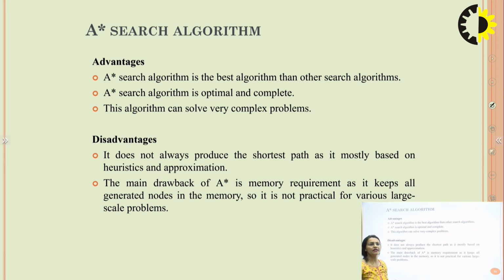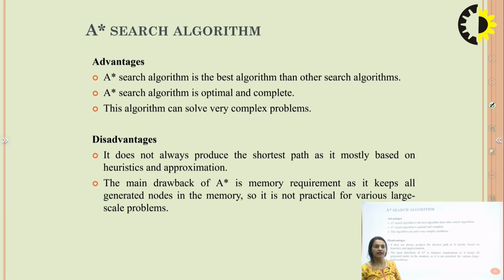So finally, you can say what are the disadvantages and advantages of this algorithm. Basically, the A star algorithm is found to be a best algorithm in comparison to other search algorithms. A star algorithm is optimal and complete. It is used to solve very complex problems. The disadvantage of this algorithm could be that it does not always produce the shortest path, as it is mostly based on the heuristic and the approximation, because it is basically dependent upon the heuristic and the approximation value.